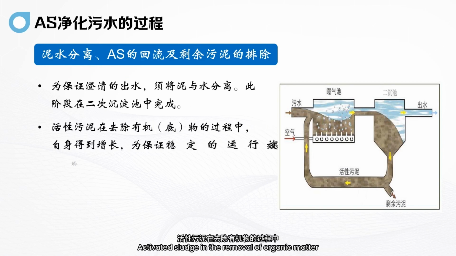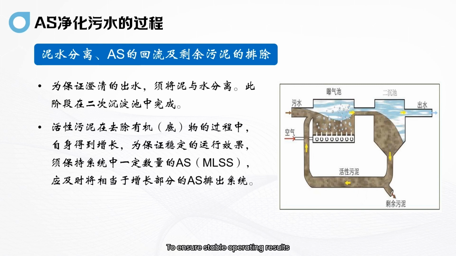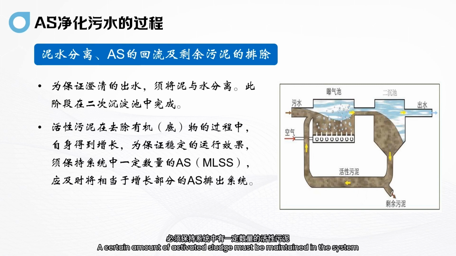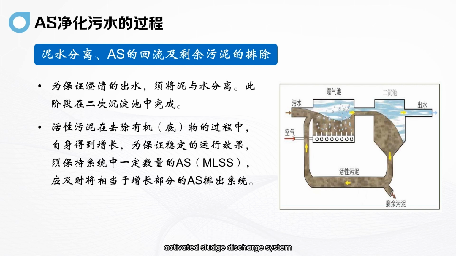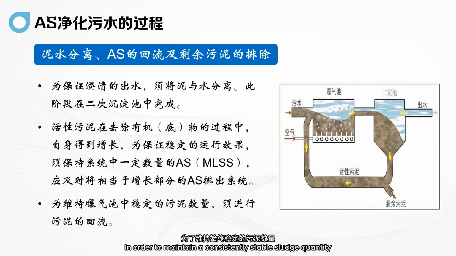Activated sludge grows itself while removing organic matter. To ensure stable operating results, a certain amount of activated sludge must be maintained in the system. The equivalent of the growth component should be promptly discharged from the system as excess activated sludge. In order to maintain a consistently stable sludge quantity, sludge reflux must be carried out. As shown, we can see the activated sludge in the biochemical tanks, after treatment, flows into our secondary sedimentation tank. The activated sludge settles in the secondary sedimentation tank, and most of the sludge returns to the biochemical tanks through the reflux system.